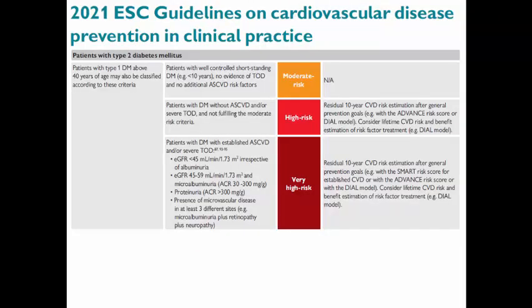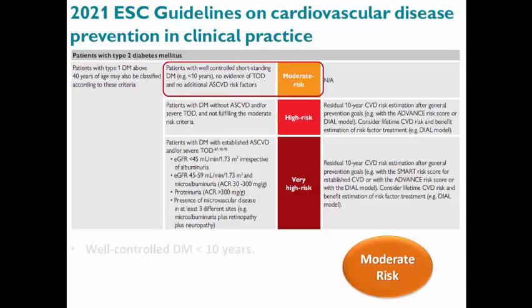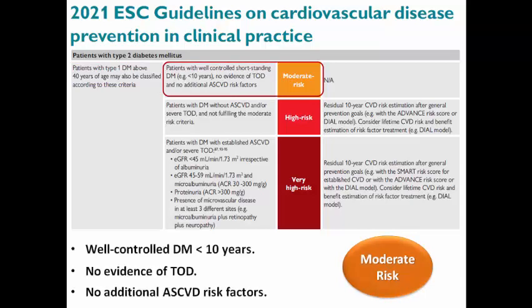This famous table is used for risk stratification in patients with type 2 diabetes, but also in patients with type 1 diabetes above 40 years. We can use these criteria with them. If a patient has well-controlled, short-standing diabetes of less than 10 years with no target organ damage and no additional risk factors, he is considered to be at moderate risk.